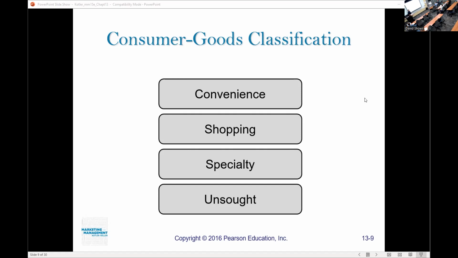So the next is shopping goods. And these are items that have a greater uniqueness and have characteristics that encourage comparison, all right? Shopping goods encourage comparison. So not only do they encourage comparison, but the best way to actually sell shopping goods is when competitors are close to each other, not too close, but close enough.